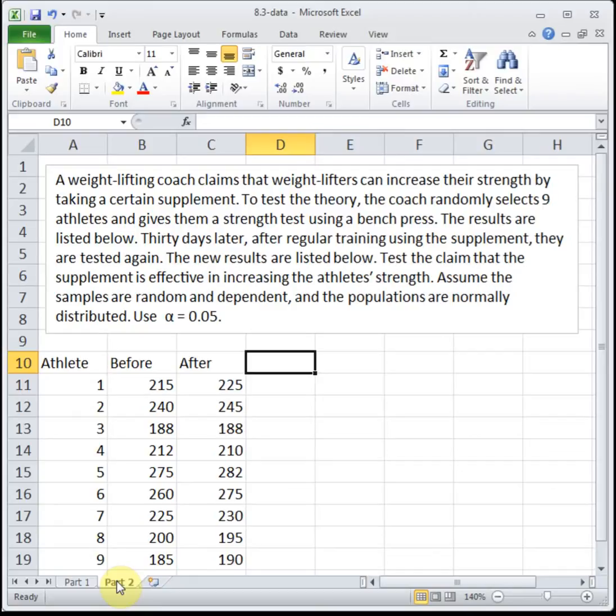Test the claim that the supplement is effective in increasing the athlete's strengths. Assume that the samples are random and dependent and the population is normally distributed. Use alpha equals 0.05. All right, so they do their bench press, they work out and take the supplement, and they have the after test.